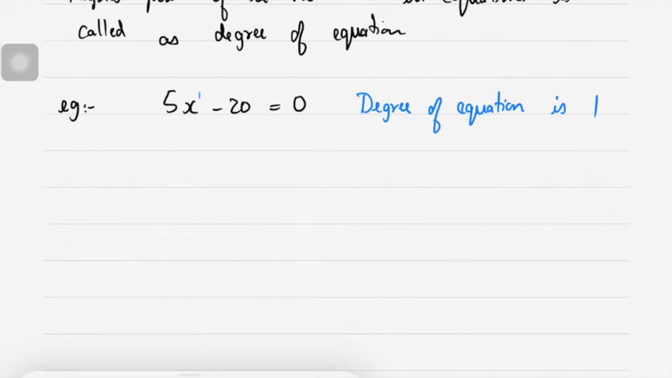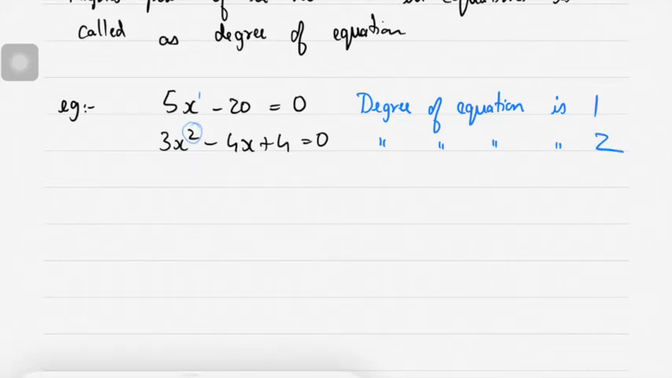Now let me write one more example. 3x square minus 4x plus 4 is equal to 0. Here what is the degree of the equation? Here the degree of the equation is 2, because that is the highest degree in the equation. Okay, so the degree of the equation is 2.